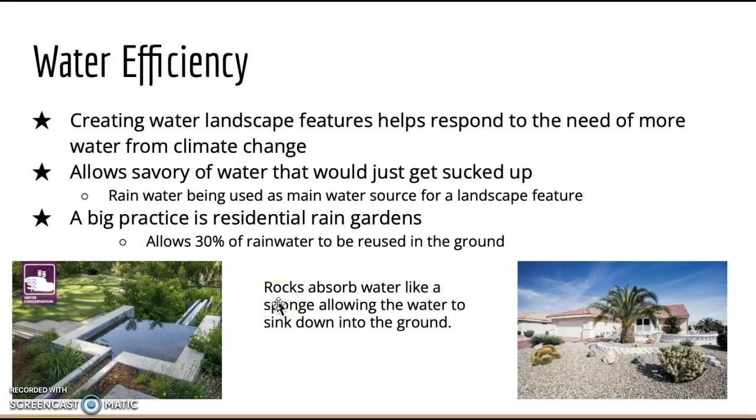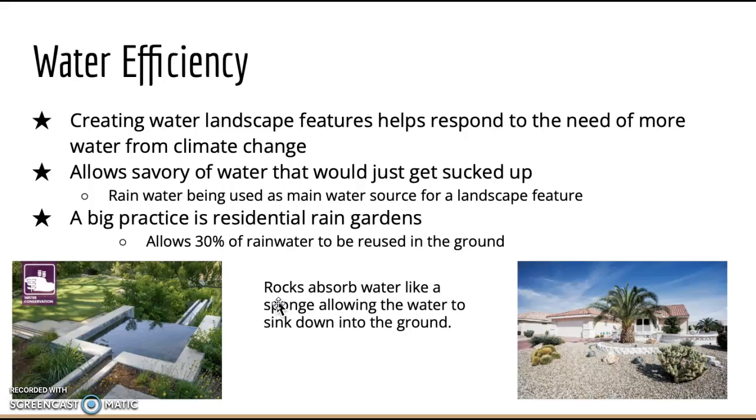So the first way is water efficiency. Creating water landscape features helps respond to the need for more water from climate change. It allows saving of water that would have just been sucked up. An example would be rainwater being used as the main water source for a landscape feature. For example, in this bottom left picture, the main focus of this whole sculpture and architecture is the water that's being used.